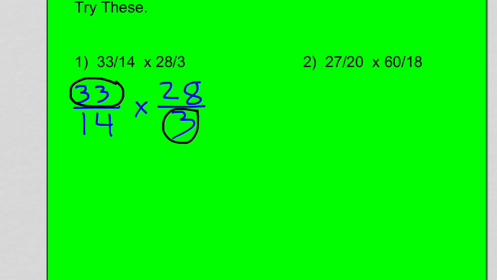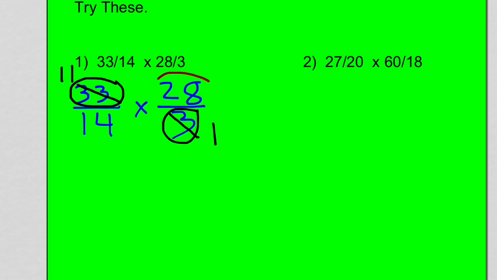Now the greatest common factor of 33 and 3 is 3. So we're going to do a little mental division. 33 divided by 3 equals 11. And I'll cross out the 33 and put 11. And then 3 divided by 3 is 1. So I'm going to cross out the 3 and put a 1.